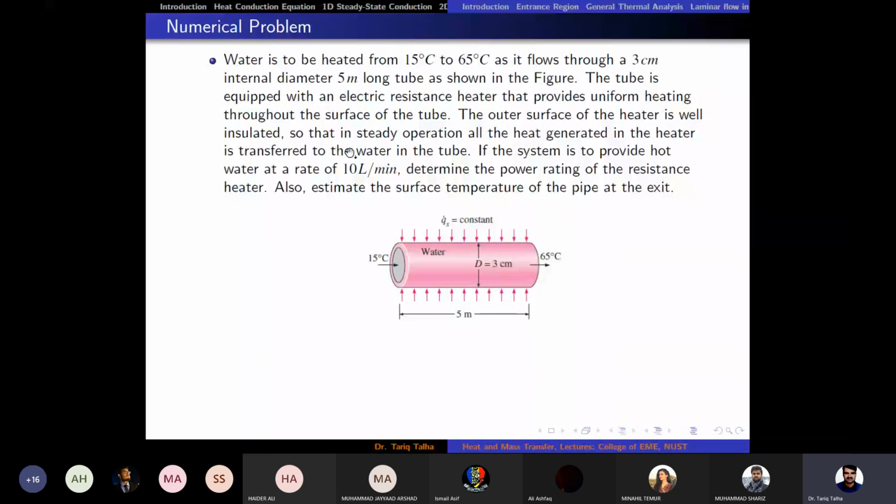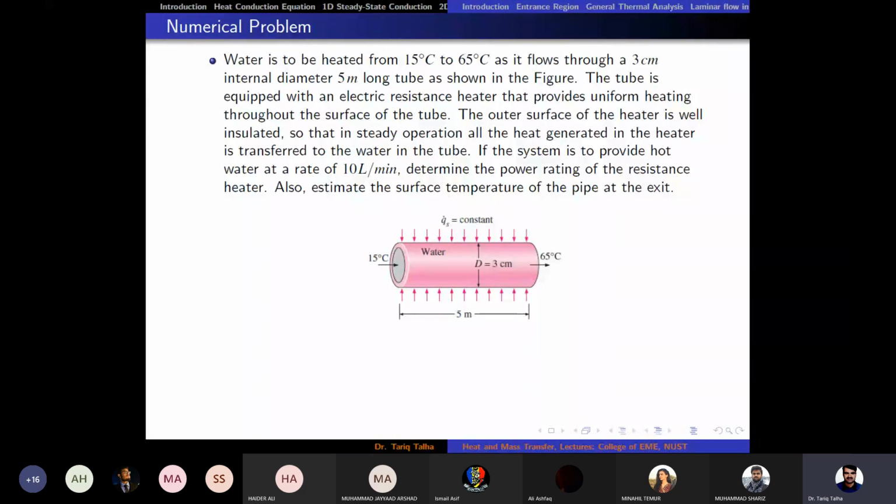So here it is written that it is insulated, so that's why all the heat which is being produced due to that electric resistance heating is going to come in. And then the system is to provide hot water at a volume flow rate of 10 liter per minute, which is 10 divided by 1000 meter cube per minute. So that is the volume flow rate. Determine the power rating required for the resistance heating, and determine the surface temperature of the pipe at the exit. So we need to determine two things.